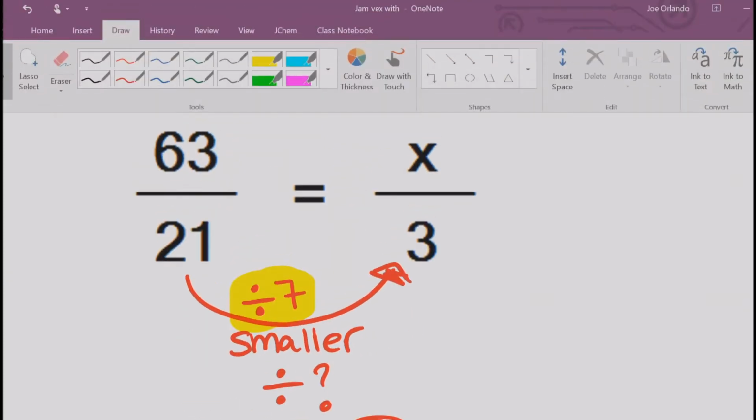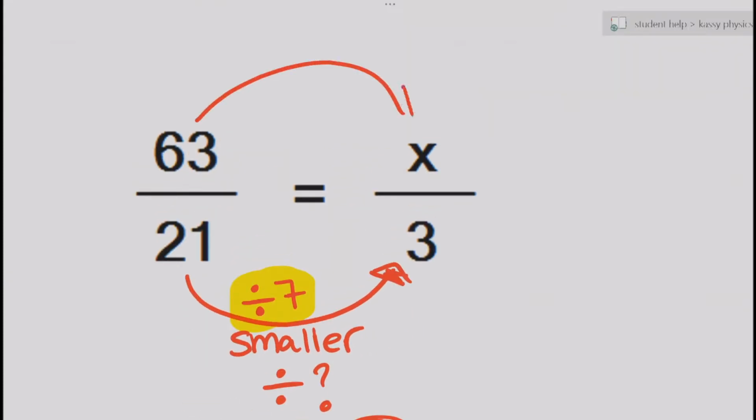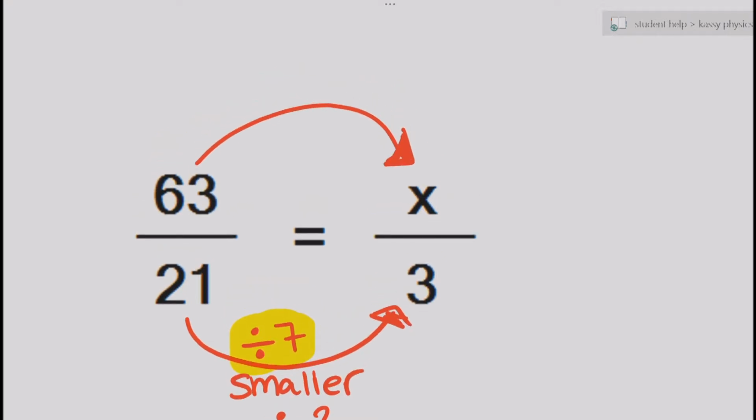And to keep a fraction equivalent, whatever I do to the top of a fraction, I must do to the bottom. Whatever I do to the bottom, I must do to the top. So if I divide the bottom by 7, I have to divide the top by 7. And so I would just go into my calculator and do exactly that. 63 divided by 7 is 9.